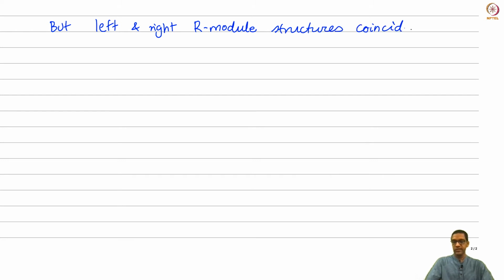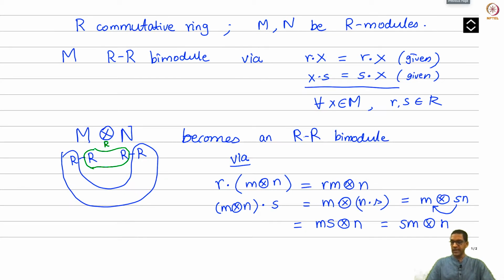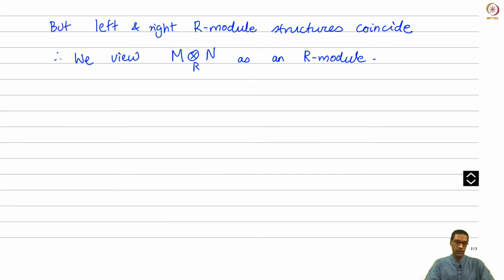If you put r equals s, therefore we view it only as an R module. So we view M tensor N as an R module; it's enough to say that. You can think of either of the two formulas as giving you the scalar multiplication. Think of it either as rm tensor n or as m tensor rn, if you wish. Now what more can we say?